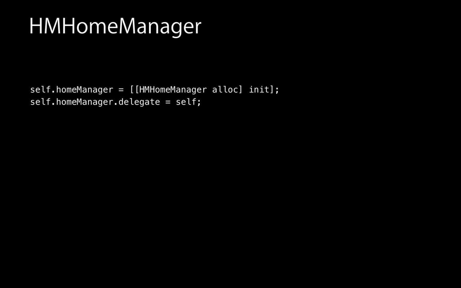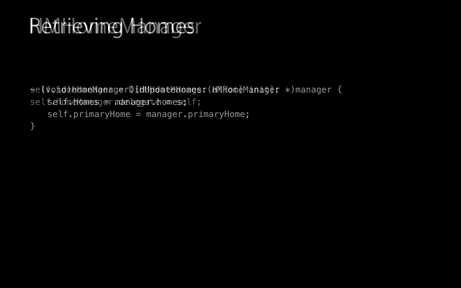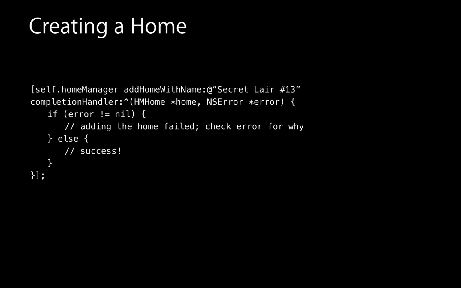So the Home Manager is represented by the HMHomeManager class. You simply create an instance of it, and then you set the delegate to be your application. To use the Home Manager, the first thing you want to do is implement this delegate callback, homeManagerDidUpdateHomes. When you get this callback, that means that the Home Manager has finished loading or preparing the home data, and you can now save a pointer to the array of homes, and you can also save what is currently set as the primary home. Now, if there aren't any homes, then you'll need to create a home for the user.